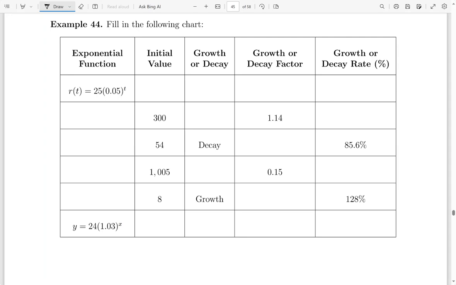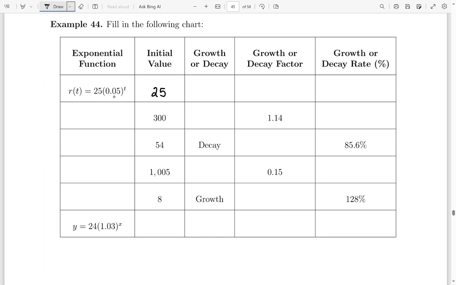For this example, you're going to be filling in the chart with the missing parts. So for this first piece here, the initial value, remember, is the number in front. So our initial value on this one is 25. If I notice the inside of the parenthesis here, that's your a value. Remember, it's y equals c a to the power.